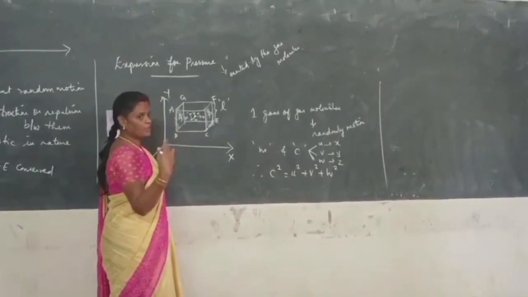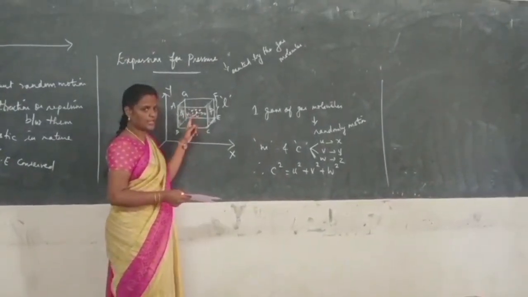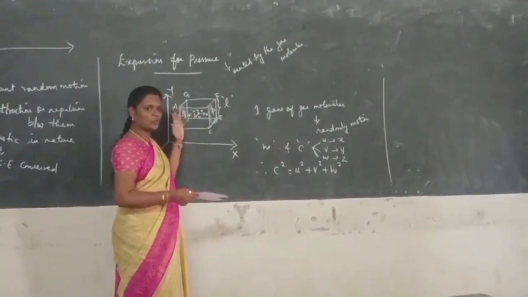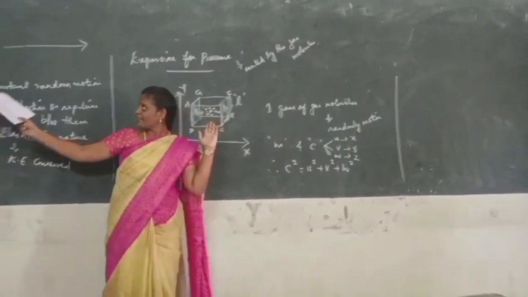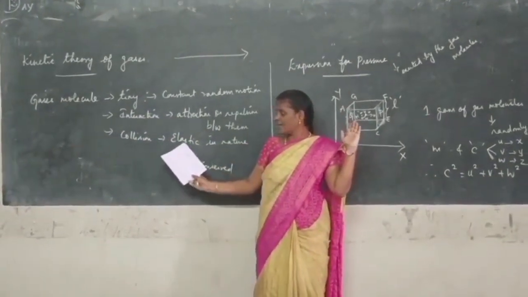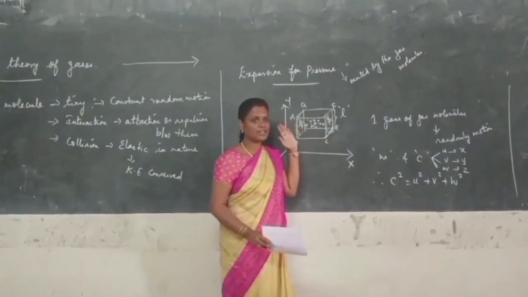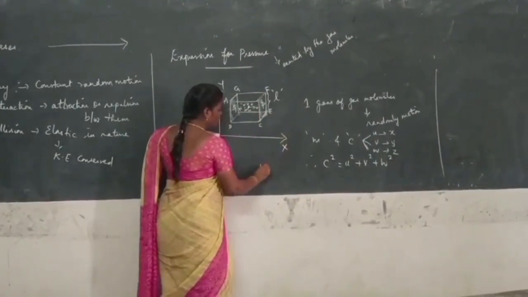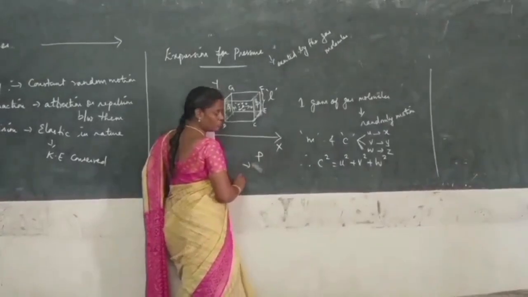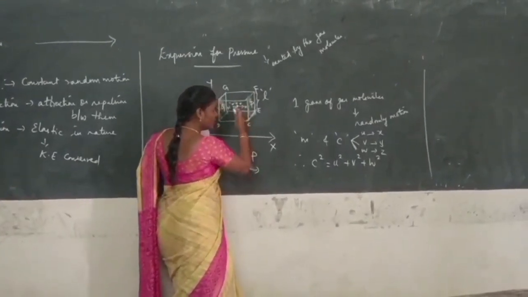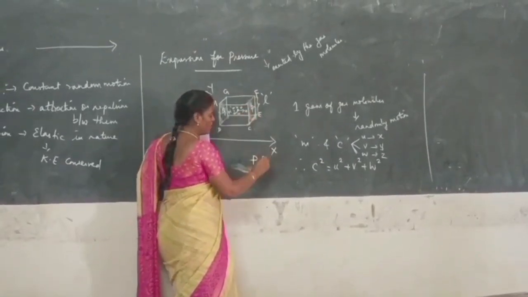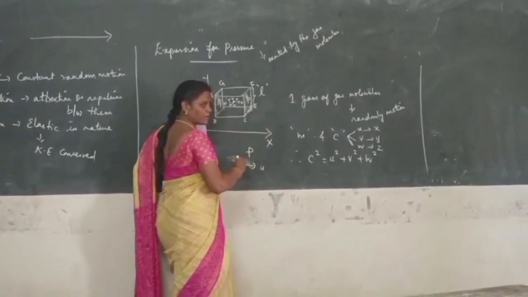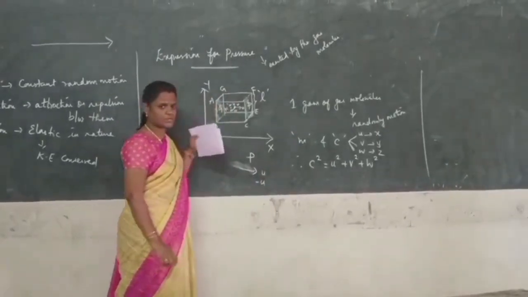So we took just one molecule, and if that molecule is going to hit the wall Q, what will happen? As it is tiny and the collision is elastic, it will bounce back. It will rebound. If it moves with velocity u and hits the face P, then when it rebounds back, its velocity will be minus u. Do you understand what I am saying?